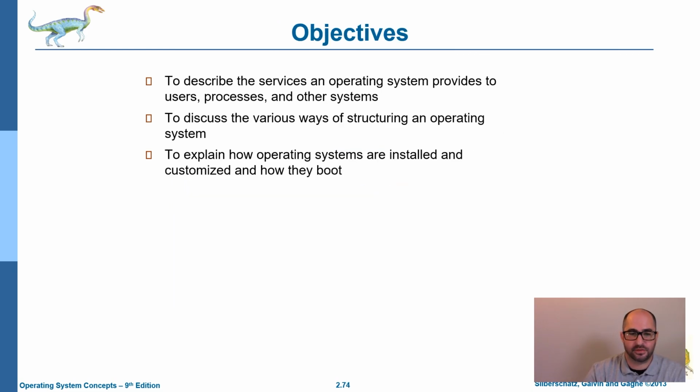So our objectives for today were to describe operating systems, system calls, and some of the motivations that we have for designing operating systems and how they may fall out. We went over loosely how operating systems are installed and customized and how they boot.